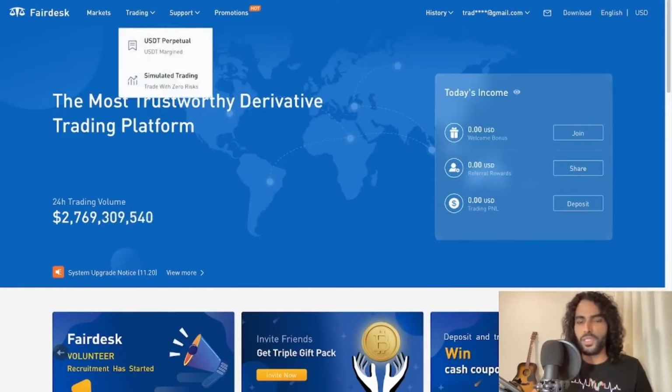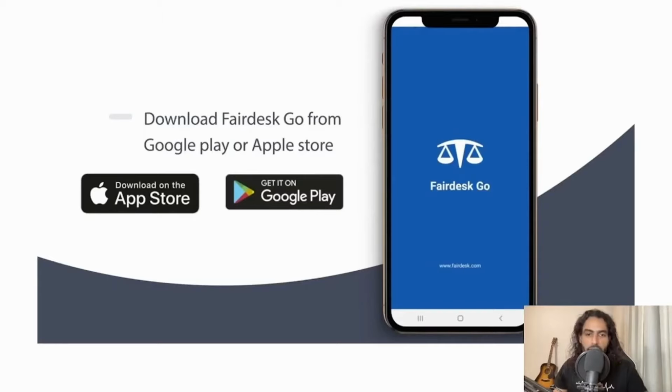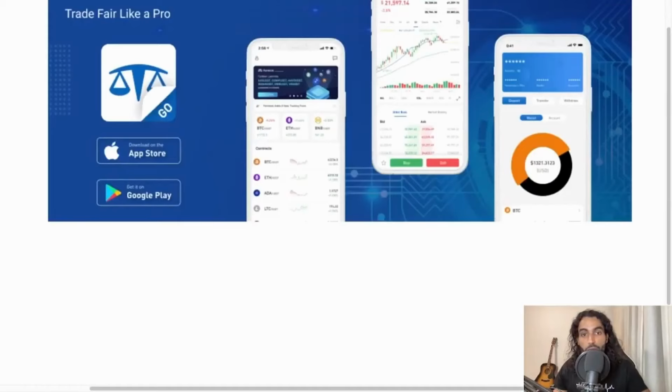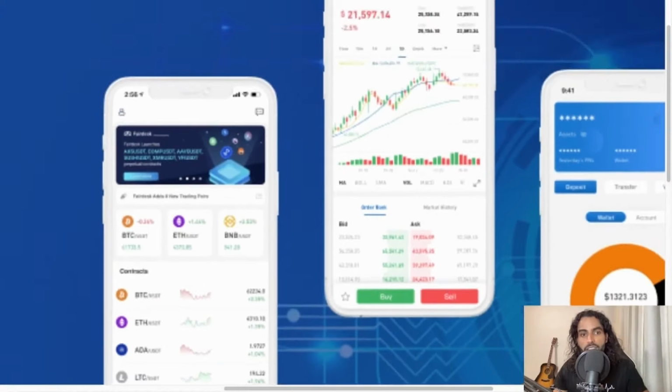So here we could go first. And one thing to note is all operations must take place on the Fairdesk Go app. And here you can see the app. You can download it either on the App Store or Google Play, and this is how it looks when you download the application on your phone.